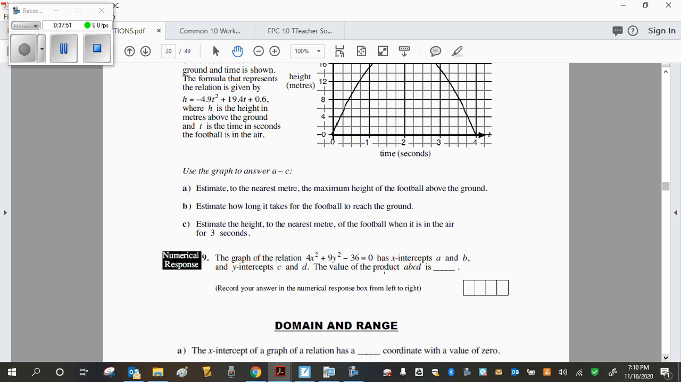D says interpolate from the graph. So if you look at 4D, interpolate and extrapolate mean estimate. Interpolate means that the data will be within the graph, and extrapolate means the data will be outside of the numbers given on the graph. But both of them just say estimate, so you don't need to worry too much about those words.